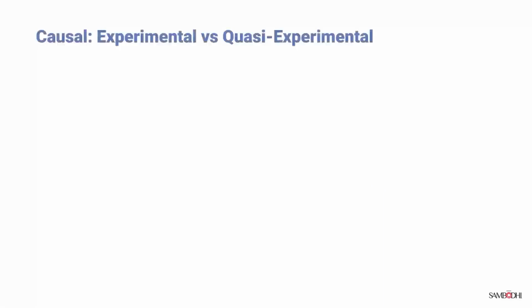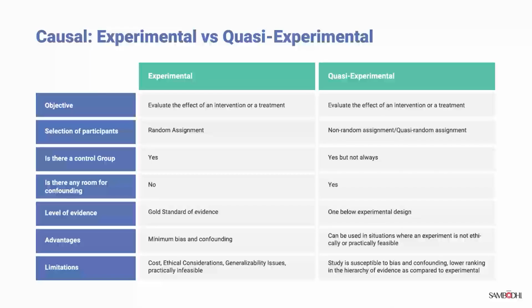To determine the cause and effect relationship between factors, there are two research methods within the causal research design. On the screen is a table that summarizes the similarities and differences between an experimental and a quasi-experimental study design. As you can see in the table, both experimental and quasi-experimental methods have similar objectives, which are to evaluate the effect of an intervention or a treatment.